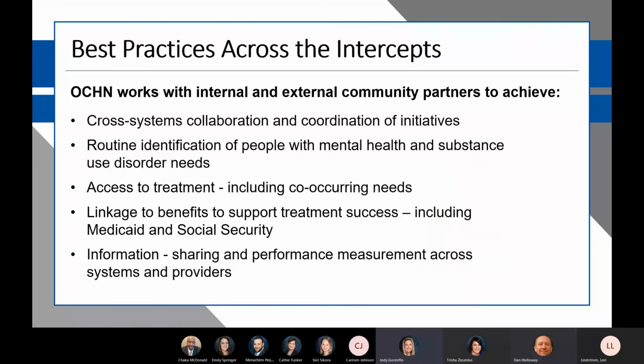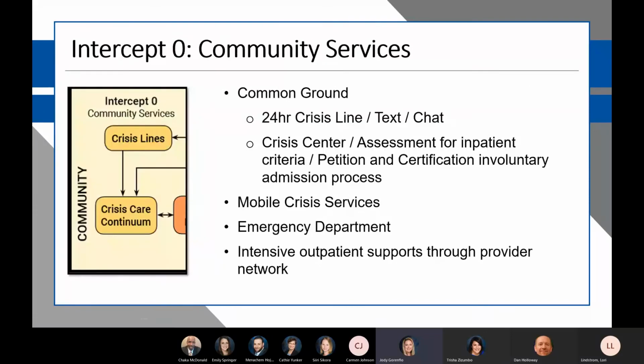So we work with our internal and our external community partners. That includes you, and that includes everybody else in the community, including all the justice agencies. We work towards cross-system collaboration, and we coordinate all of our initiatives, which again, we will talk about down the line. We use our liaisons to routinely identify people with mental health and substance use disorders that come to the criminal justice system.